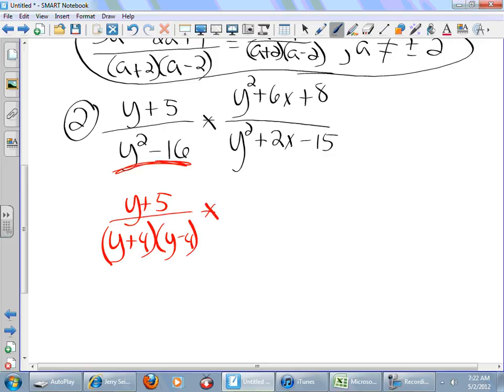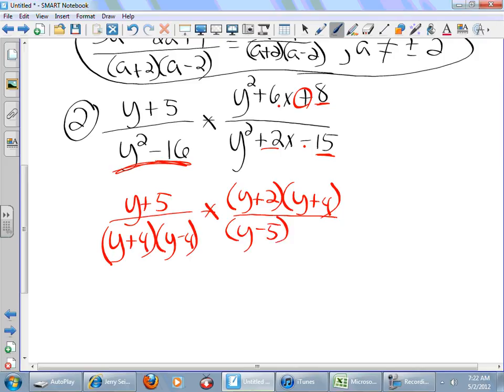I need to multiply that by, let me see, that's a perfect square trinomial. I need 2 factors of 8 that add to get 6. 4 and 2. Y plus 2, y plus 4. The denominator, I need 2 factors of 15 that subtract to get positive 2. Sounds like a y minus 5 and a y plus 3.